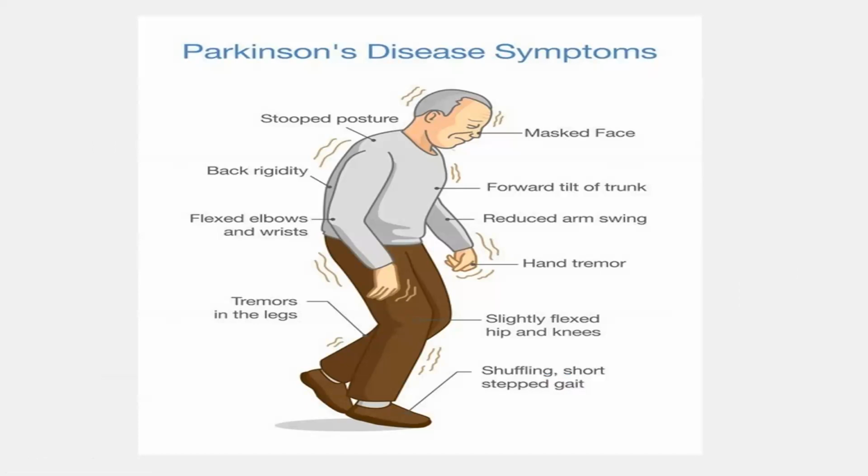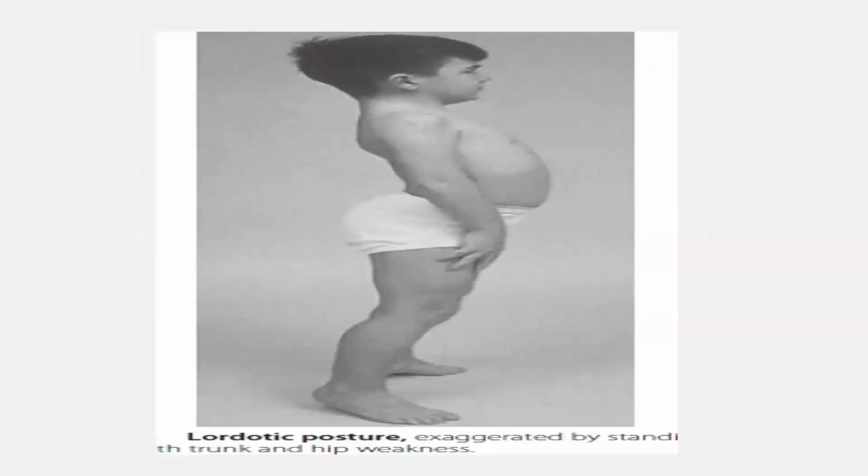In typical Parkinson's disease, the patient will have a masked face, forward tilt, reduced arm swing, hand tremors, slightly flexed knees, shuffling gait, leg tremors, flexed elbows, back rigidity, and stooped forward features. These all indirectly indicate Parkinson's symptoms. This is again lordotic gait in myopathy.